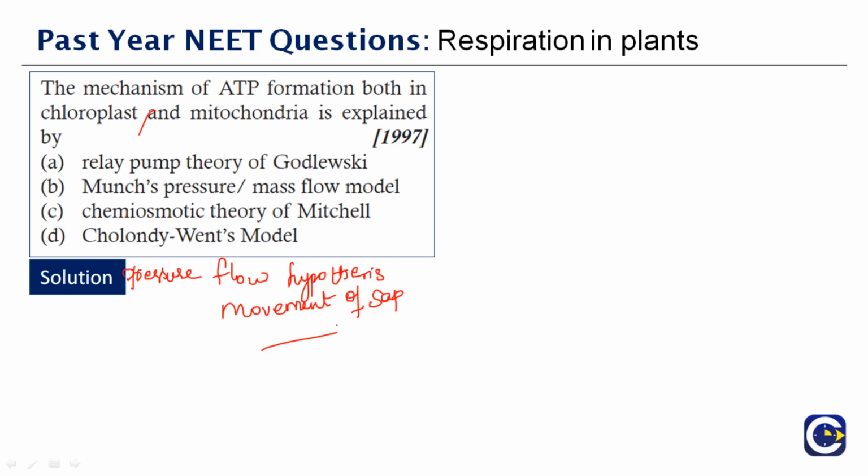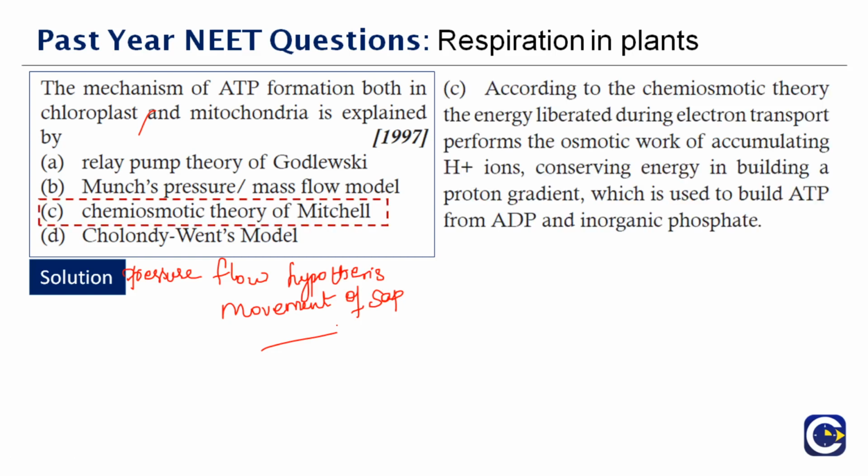Therefore, the correct answer to this question is Hemiosmotic theory, which was proposed by Mitchell. According to this theory, the energy liberated during the electron transport chain performs the osmotic work of accumulating H+ ions, therefore conserving energy in the building of the proton gradient. So what correctly talks about ATP formation is option C, Hemiosmotic theory of Mitchell. Therefore, the correct answer is option C.